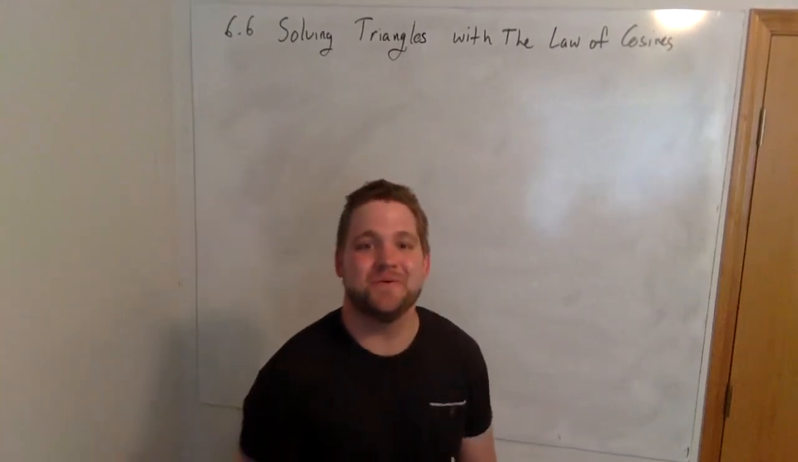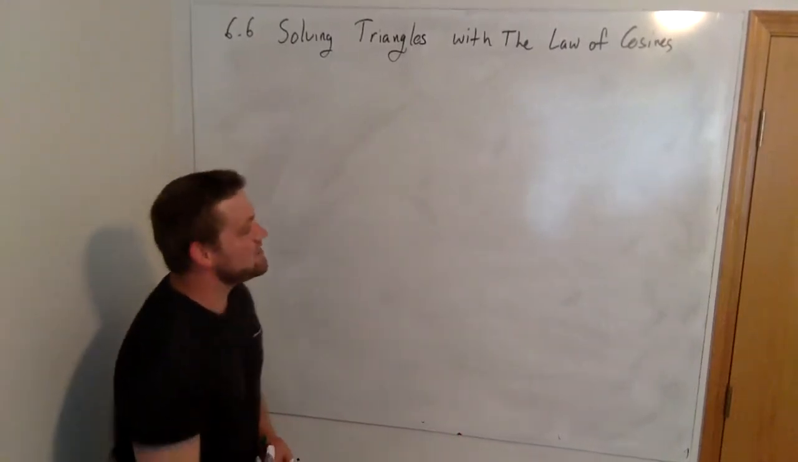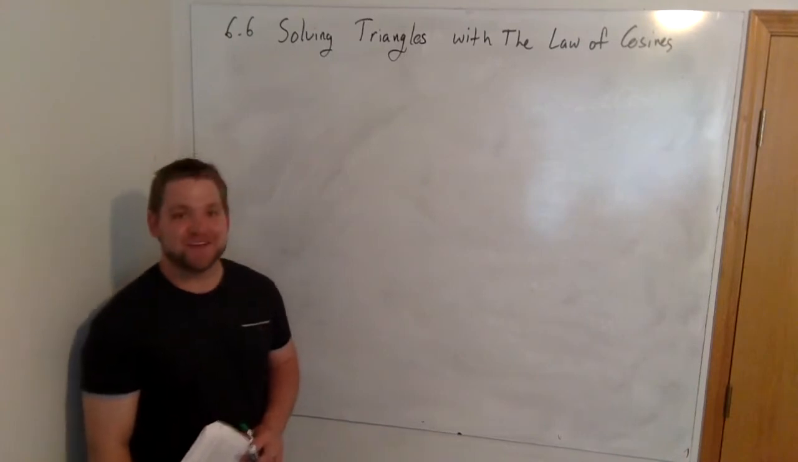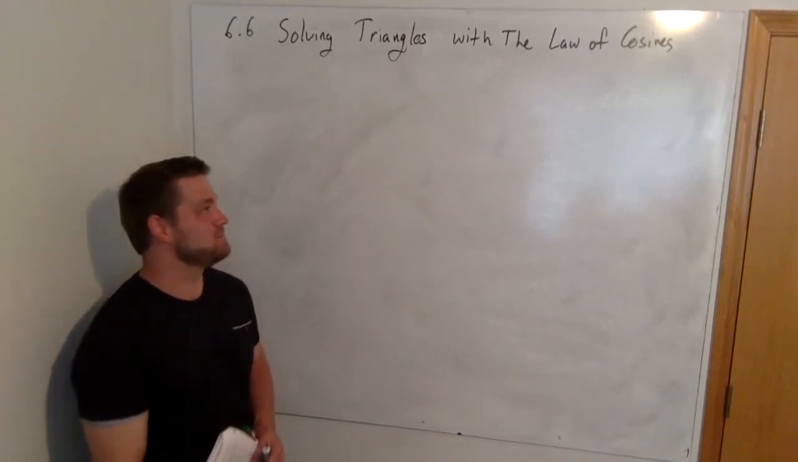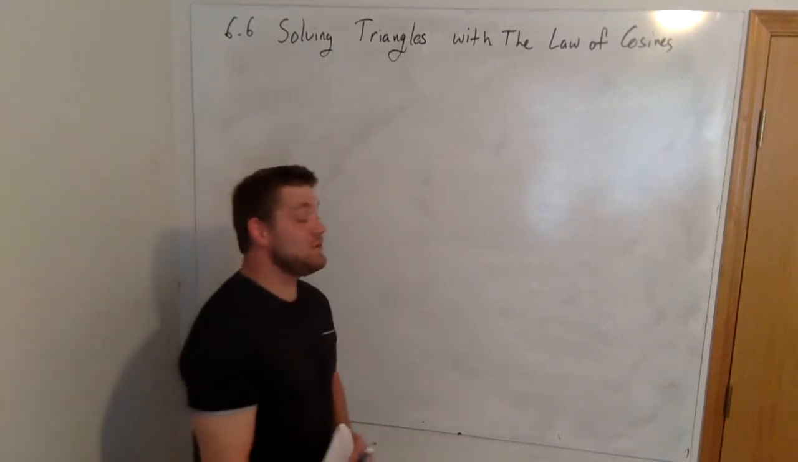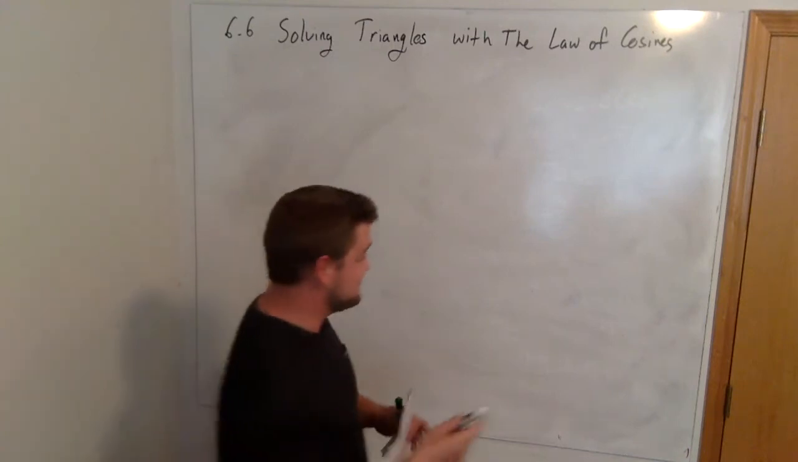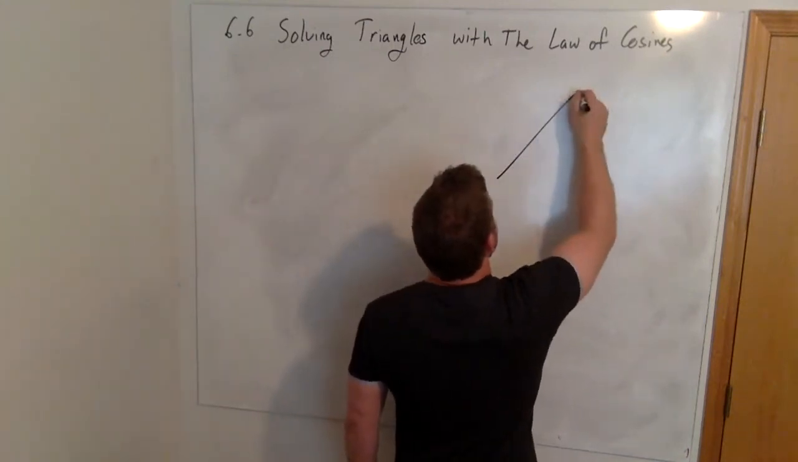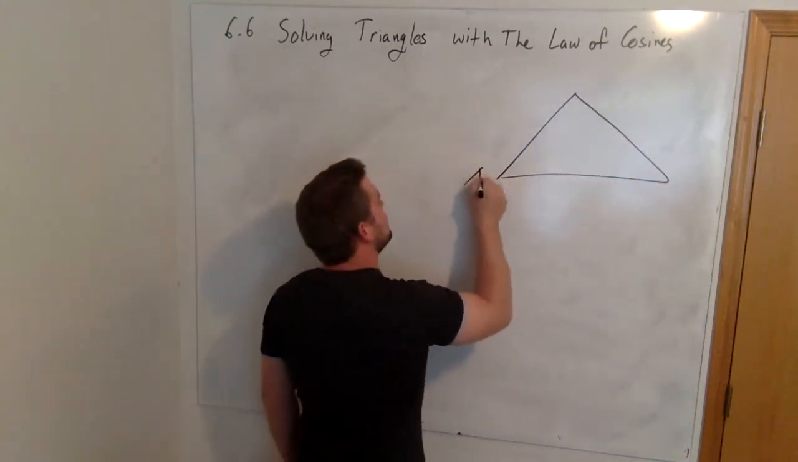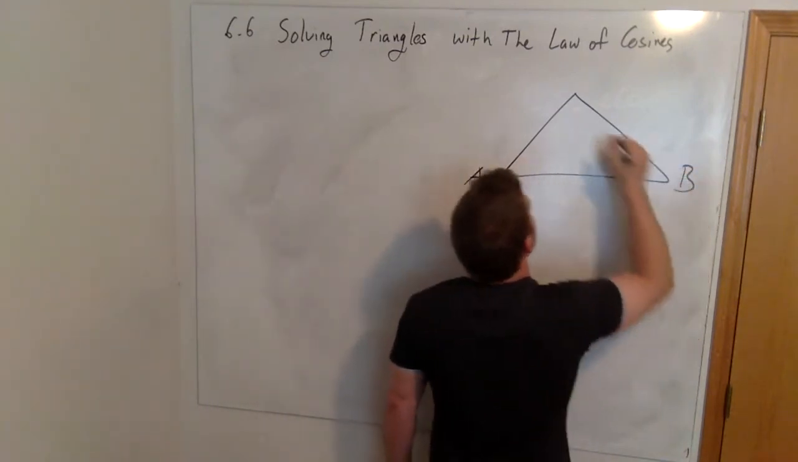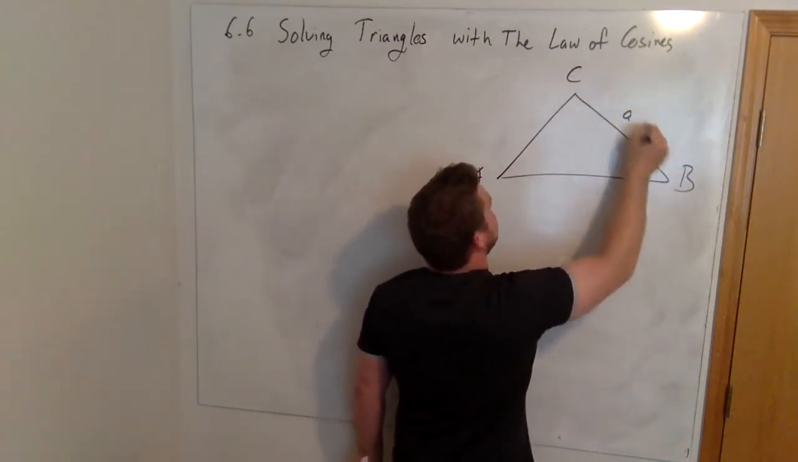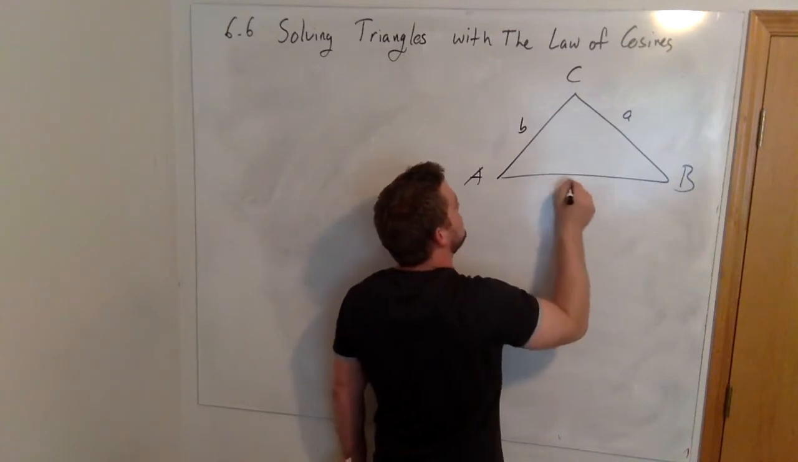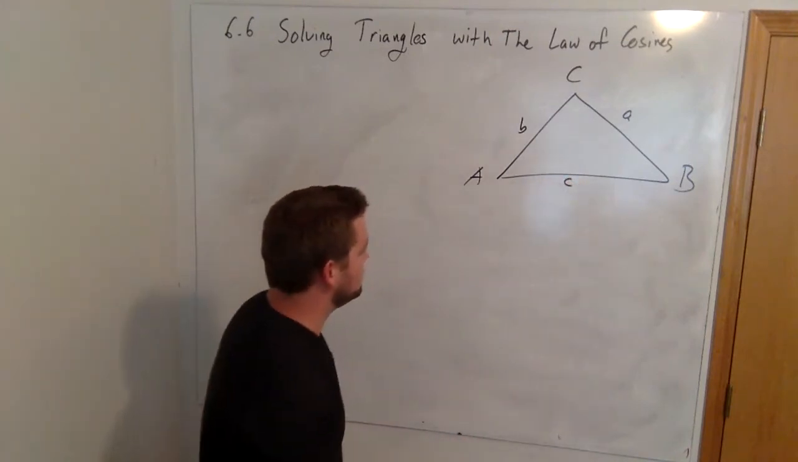Hello everyone. What we'd like to do in this video is use the law of cosines to try to solve a triangle. So before we go on to do this, let's remind ourselves what the law of cosines says. If we have a triangle, this is angle A, this is angle B, and this is angle C. This would be side length A, this will be side length B, this will be side length C.